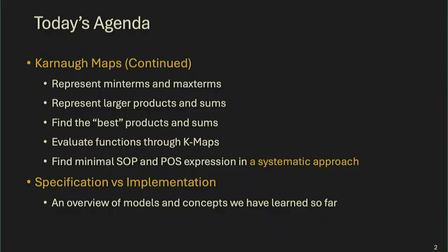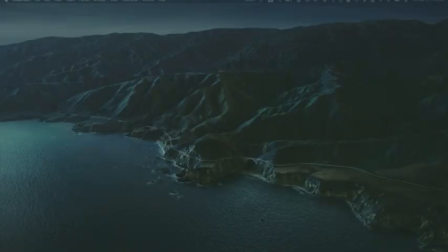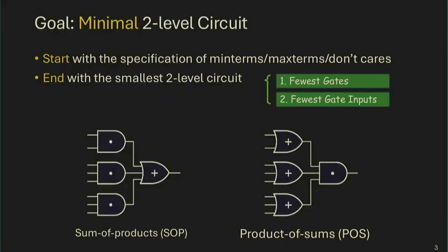And then towards the end of the lecture, I want to bring up one important concept, which is the distinction between specification and implementation. Specification is how you describe the behavior, and implementation is how you implement it. They may sound the same, but they really are not. And then we'll see their distinctions once we finish our discussion about Karnaugh maps. So with that, I'll switch my presentation device, and then let's get started.